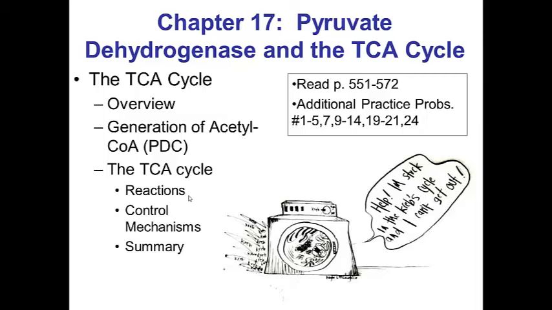In addition, we're also going to talk about the control mechanisms that regulate the TCA cycle to determine how materials go through the TCA cycle, and then finally we'll summarize what you've learned.